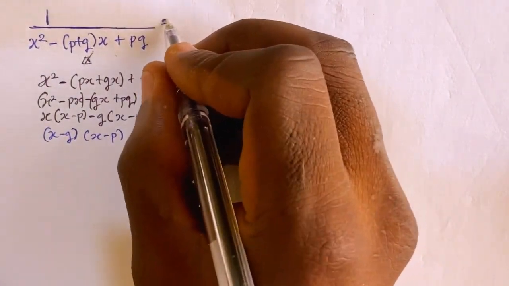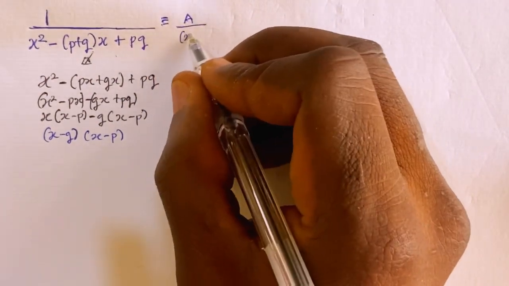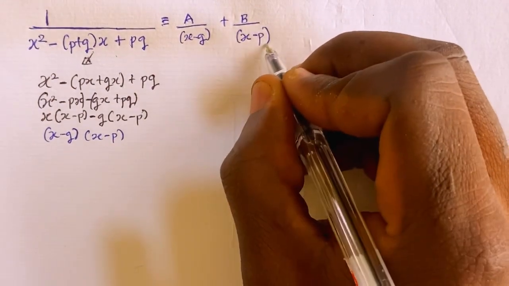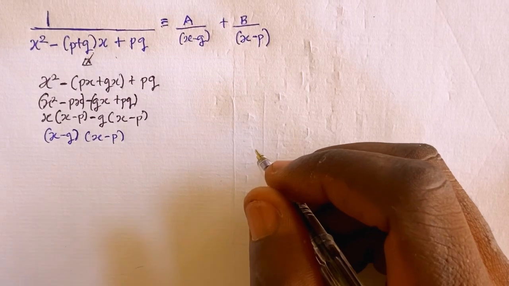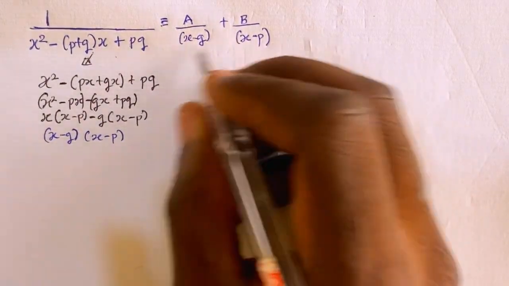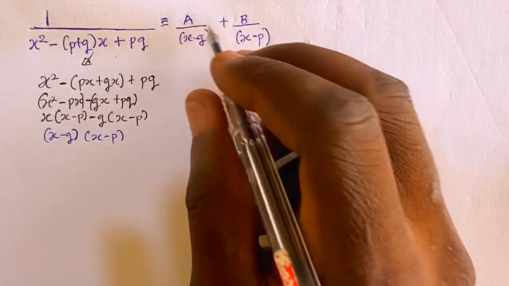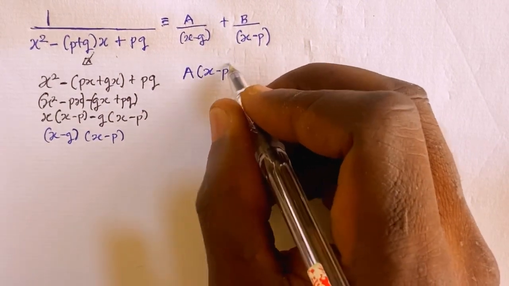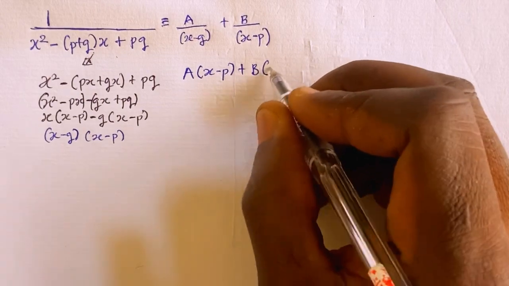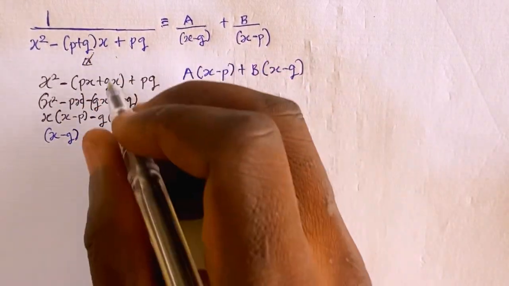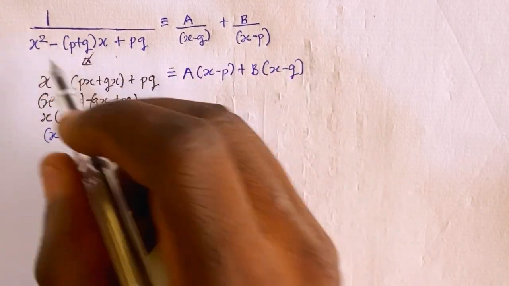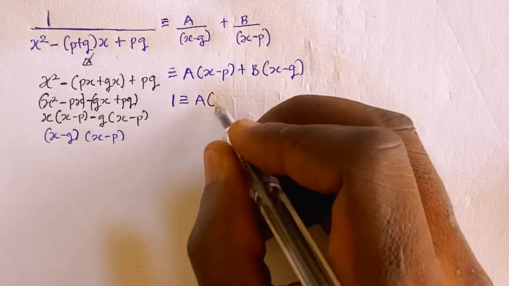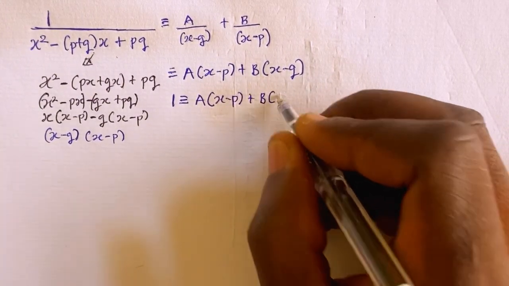Exactly. So this expression will be equivalent to a over x minus q plus b over x minus p. So what I'm going to do now is go ahead and collect the LCM. Here I'm going to have a into bracket x minus p, then plus b into bracket x minus q, which is equivalent to 1, because the denominators cancel out. I'm going to have 1 equivalent to a into bracket x minus p, then plus b into bracket x minus q.